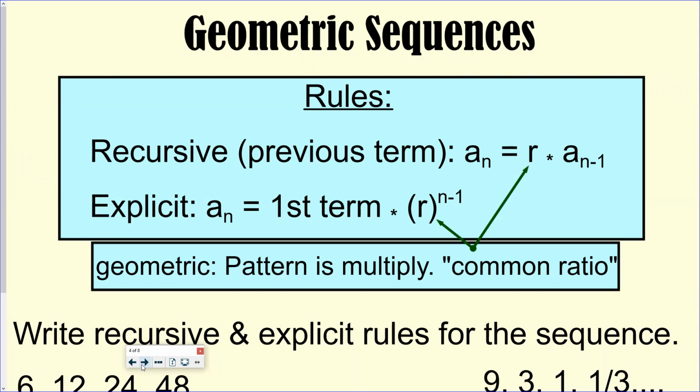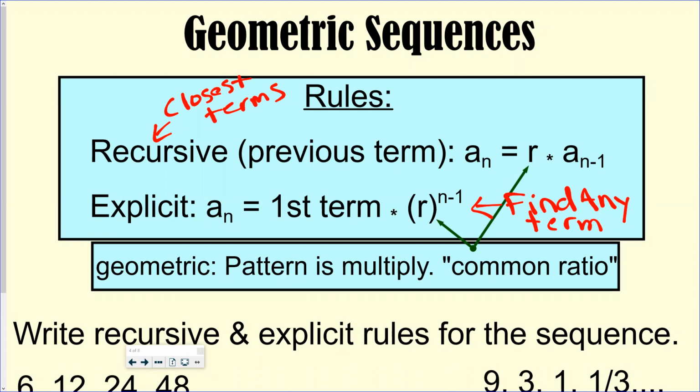The explicit rule, on the other hand, allows us to find any term. Recursive is best for the closest terms, while explicit is good to find any term. With the explicit rule, I need to know what the first term is and what my R is, which is, again, your common ratio, whatever your pattern is.